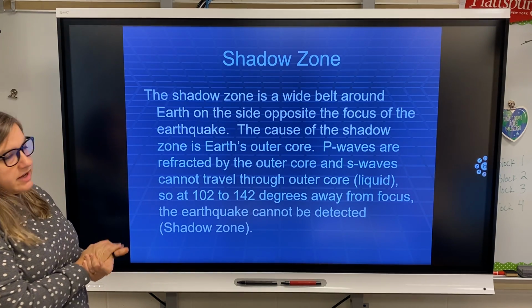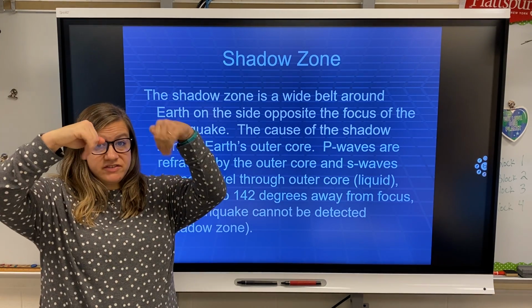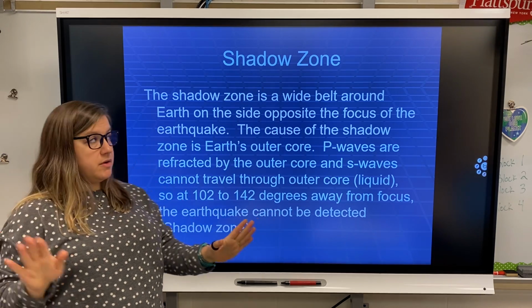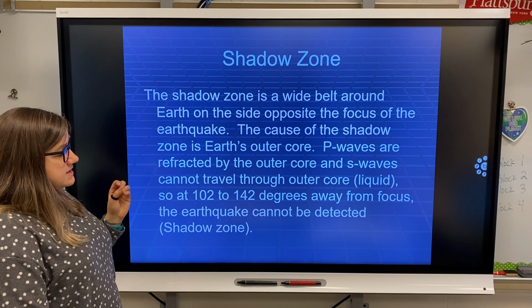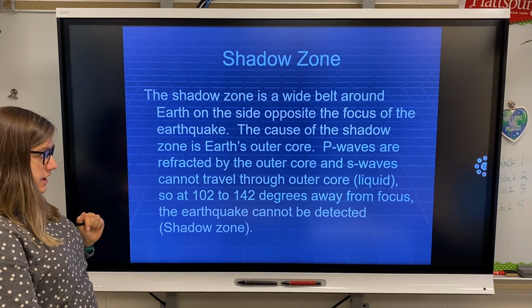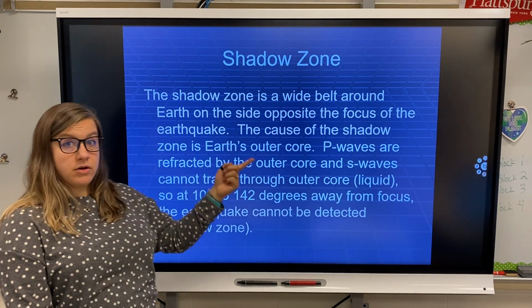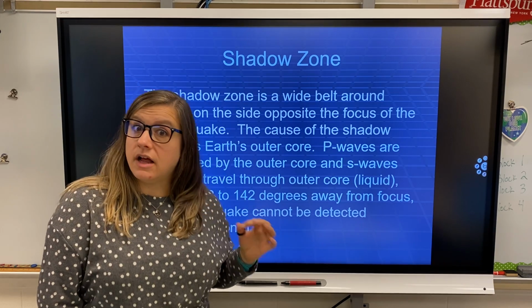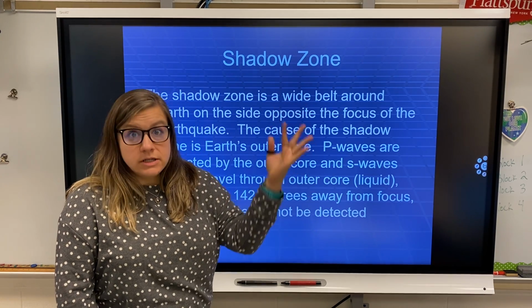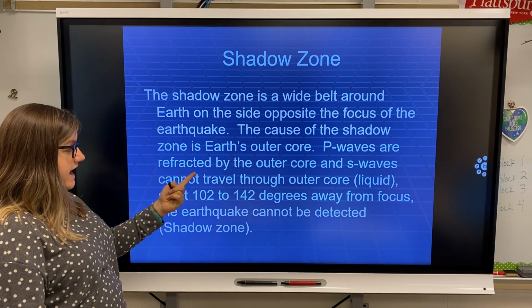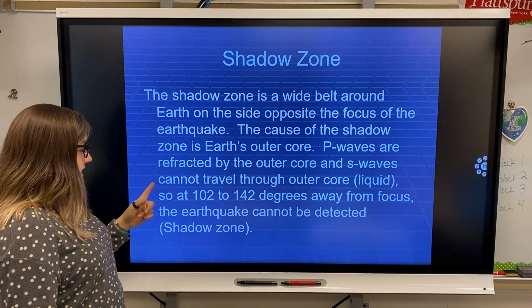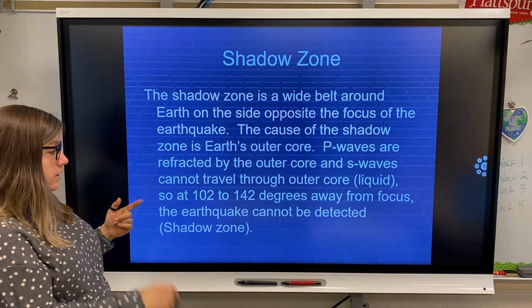So there's this area called the shadow zone where the P waves are deflected and the S waves don't show up at all. The shadow zone is this wide belt around the Earth on the side opposite the focus of the earthquake. The cause of the shadow zone is Earth's outer core, because the outer core, solid, liquid, or gas? The outer core is a liquid, good. So P waves are refracted, which means they're bent, and S waves cannot travel through the outer core.